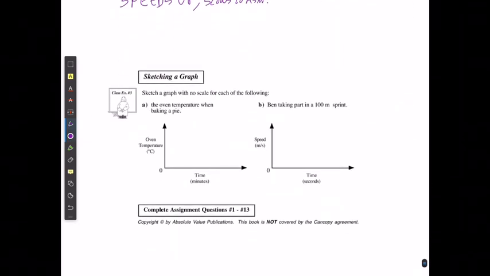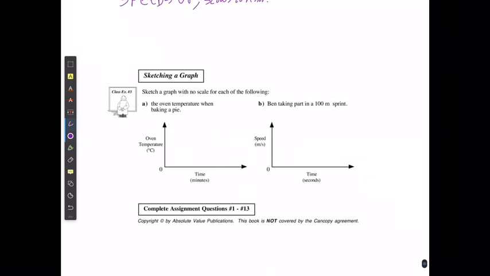All right, and if we are sketching out a graph of the oven temperature when baking a pie, it's not going to start at 0 degrees because that's freezing. So I'd say it starts a little bit above that. It's going to heat up to the pie baking temperature. Then it's going to stay the same while I'm cooking the pie. And then when I am done cooking the pie, I'm going to turn the oven off, and it's going to slowly start to decrease in temperature again.